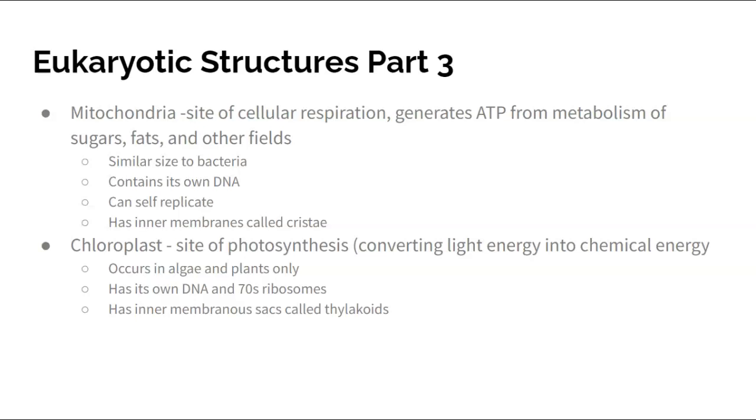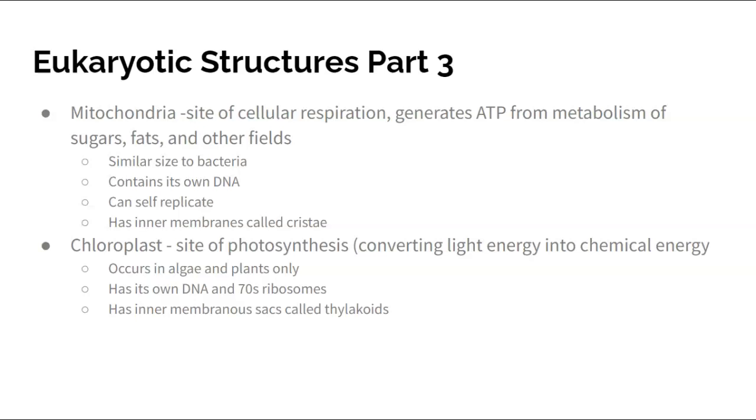And then for energy purposes, there's the mitochondria and the chloroplast. The mitochondria is in all cells, generates ATP from cellular respiration. It's similar in size to bacteria, contains its own DNA, can self-replicate, and has inner membranes called cristae. We will talk much more about the mitochondria and the specifics, but you should be aware that this is where cellular respiration happens, and it's the formation of ATP.